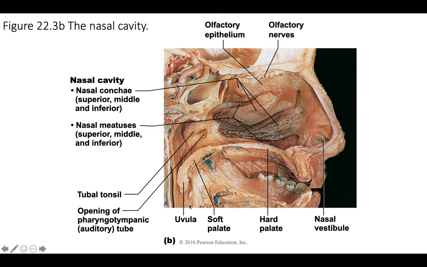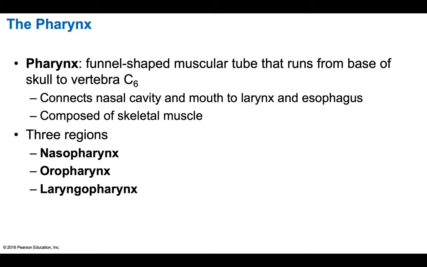The pharynx is a funnel-shaped region that connects the nasal cavity and mouth superiorly to the larynx and esophagus inferiorly. Commonly, it's called the throat. The pharynx vaguely resembles a short length of a garden hose. As far as its length, we're looking at about 13 centimeters, which is about 5 inches, and it goes from the base of the skull down to about C6, so to the 6th cervical vertebra.